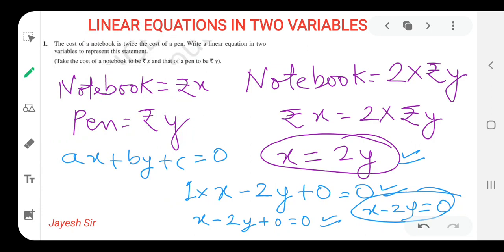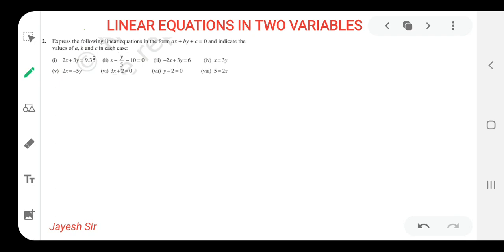The value of a we can get here is 1. The value of b I can obtain over here is minus 2, and the value of c is 0 itself. In this way we have found the values of a, b and c over here. I hope you all are getting it, friends. Yes, a is 1, b equals minus 2 and c equals 0. Now let us solve the sums based on this type.